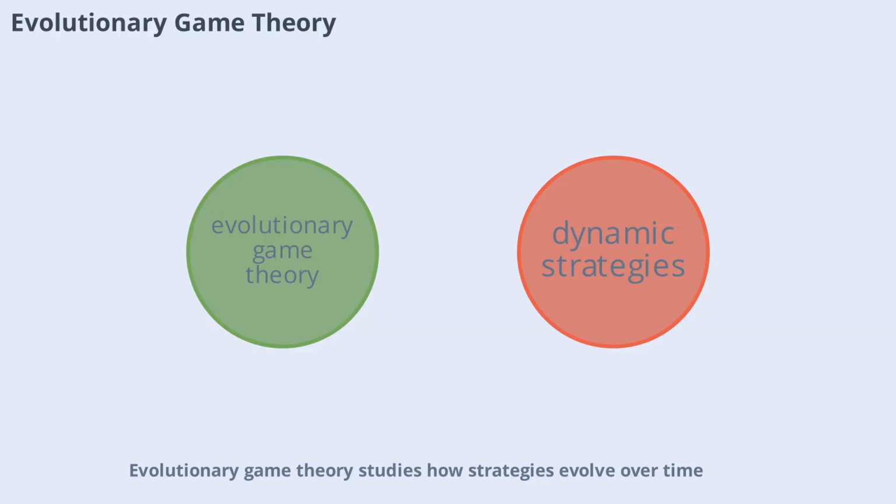Evolutionary game theory studies how strategies evolve over time, especially in populations. Instead of assuming perfect rationality, it looks at how successful behaviors spread and persist. This approach is used to analyze trends in markets, social norms, and even biological systems.